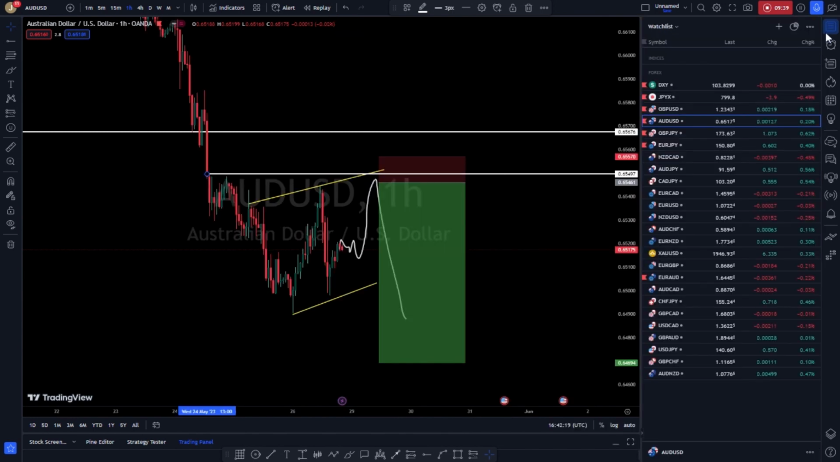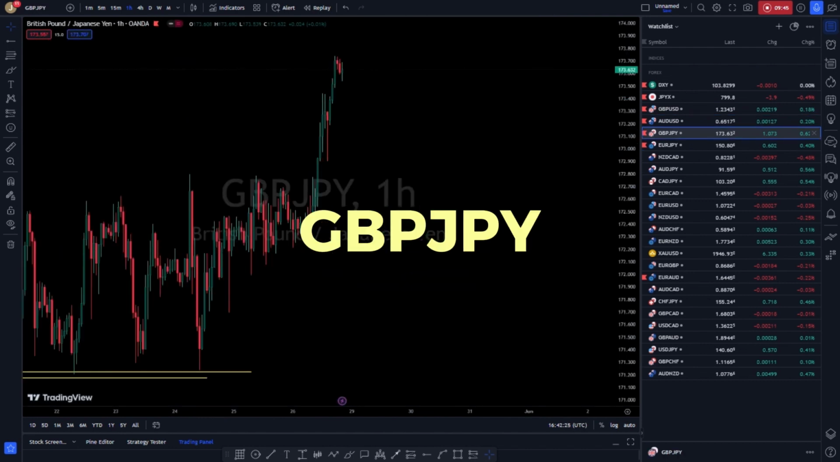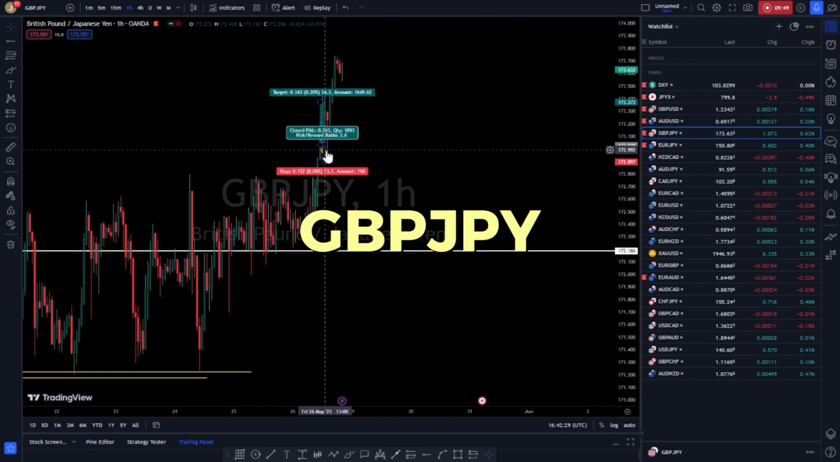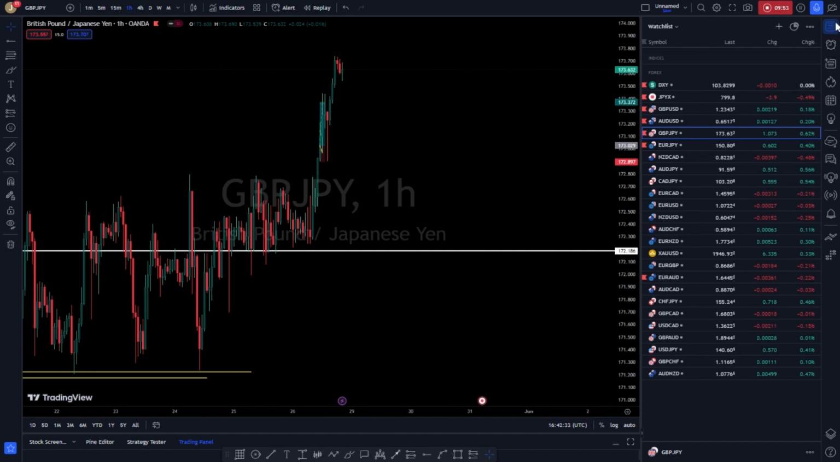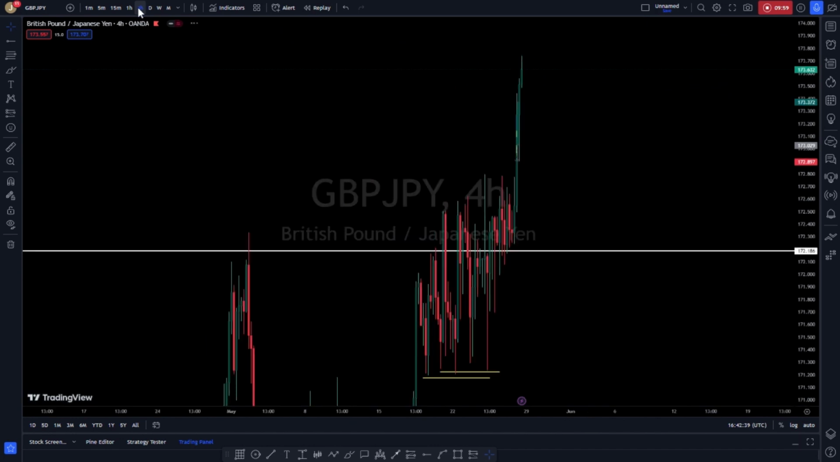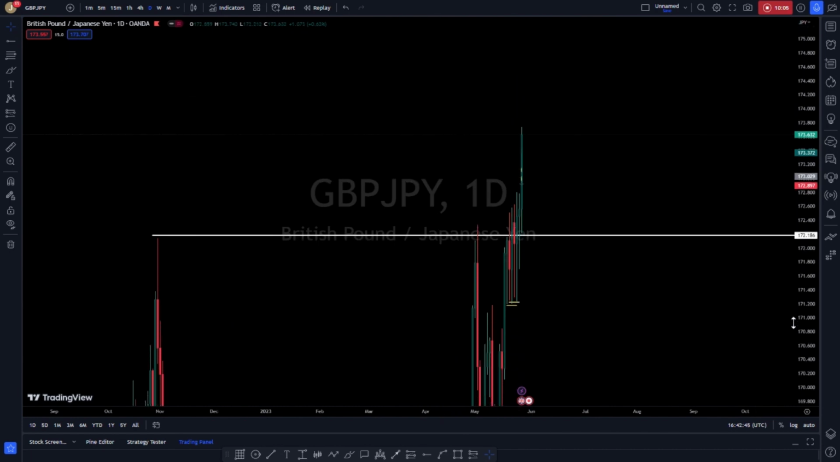The next one we'll be having here is GBPJPY. I banked 2.6% on this pair after I took a loss. Let me show you the higher time frame, the bigger picture.